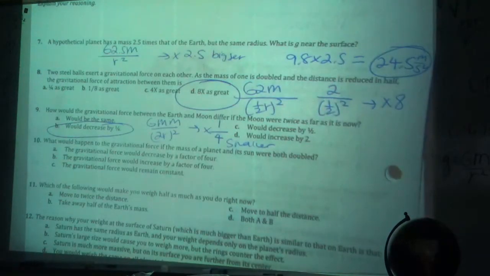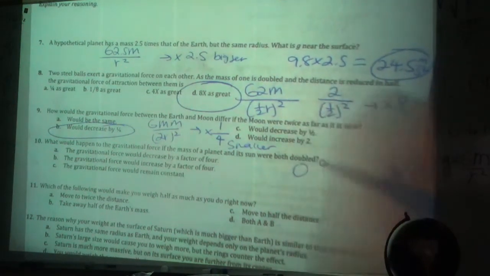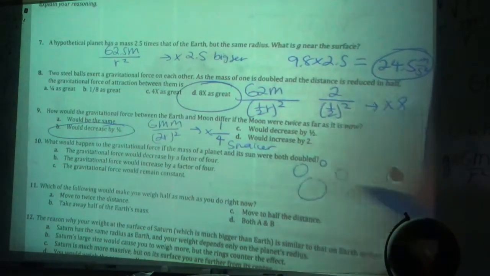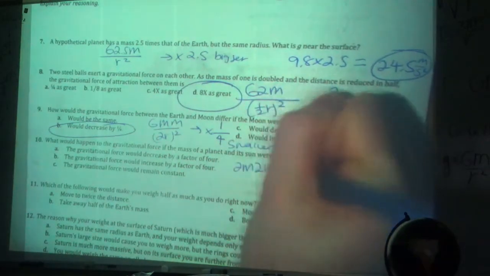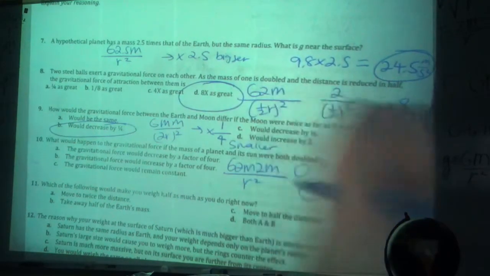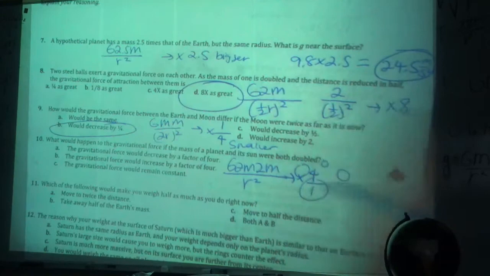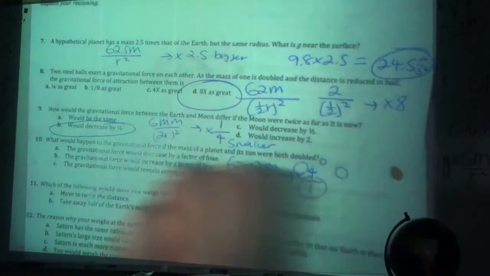What would happen to the gravitational force if the mass and its sun were both doubled? So if you have something like this, and now you have twice the mass and twice the mass, so you are changing the system, doubling both masses, that would be times 4 over 1, which is just increasing by a factor of 4.